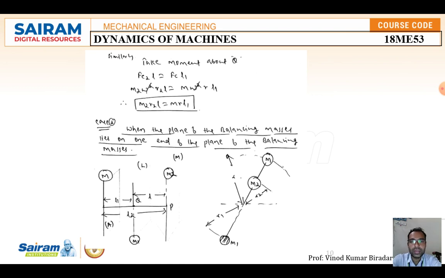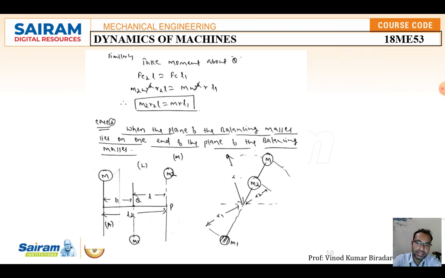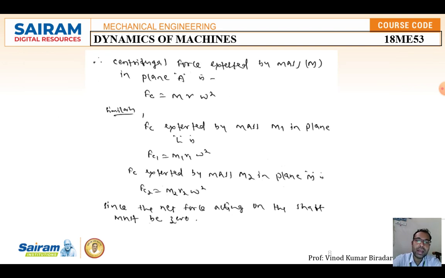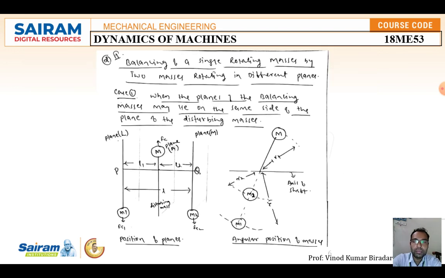This is the final equation of the second case, when the balancing masses lie on the one end of the plane of the disturbing mass. This is just to understand how we are going to make it balance. In the first case, the planes of the balancing masses lie on the same side of the plane of the disturbing mass. The second case is the opposite of that. So this is about the first and second case. I hope you understand these two cases.